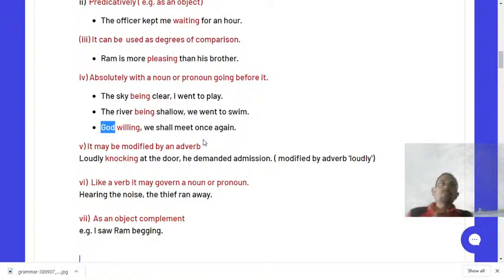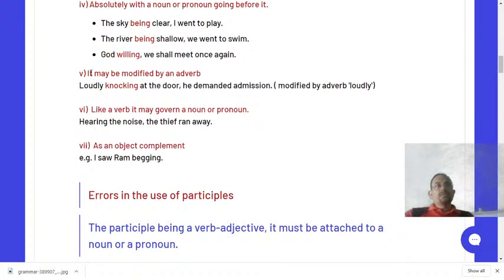Okay, so whenever we get an ing word used absolutely in a sentence, then we can for sure say that it is a present participle. Now let's move on to the fifth use. It may be modified by an adverb. For example, loudly knocking at the door, he demanded admission.